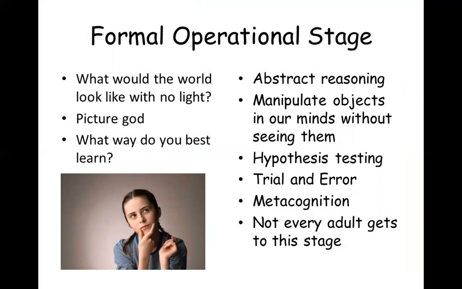What would the world look like with no light? Here, look, we start thinking differently. They try to imagine which type of God is. Means that they picturize God. What way do you best learn? Here the children learn to understand the whole world with his own mind. So abstract reasoning developed in the air. Or manipulate objects in our minds without seeing them.